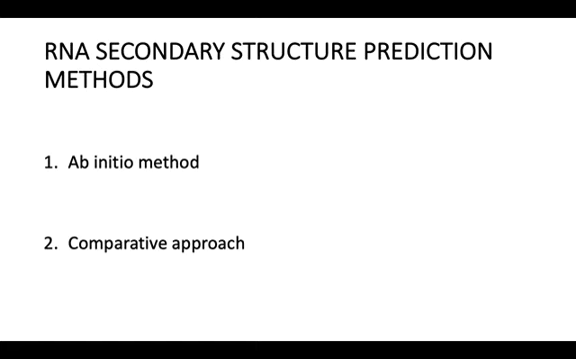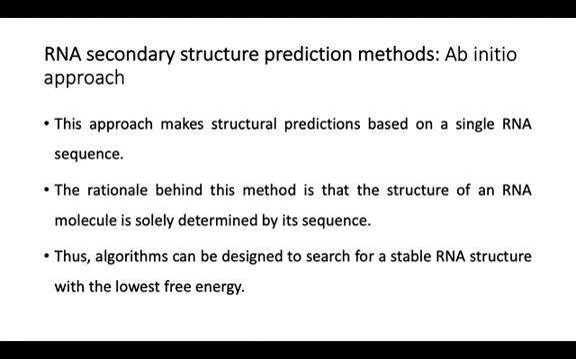So now we will move towards the RNA secondary structure prediction methods. Normally, there are two kinds of methods that are being followed in the community. The first one is the ab initio method, and the second one is the comparative approach. Now we'll see one by one how both of them work, and what the pros and cons of both of these are. So the first one is the ab initio approach.